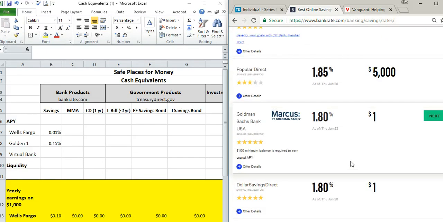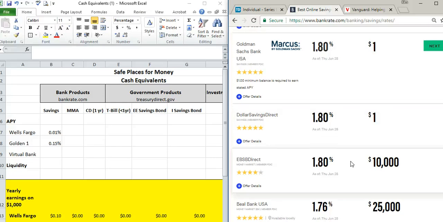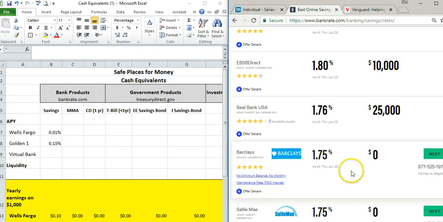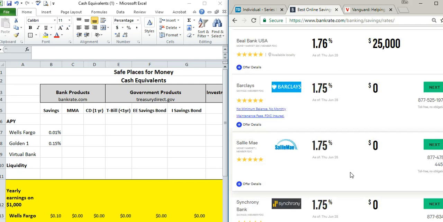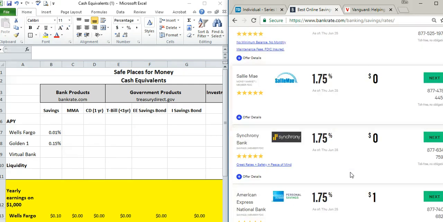But what you should notice about these banks is that they don't have a presence in the grocery store. They are not on every corner. I'm going to stop right here at this bank called Synchrony because I have had several students in the past who use this as their savings account.